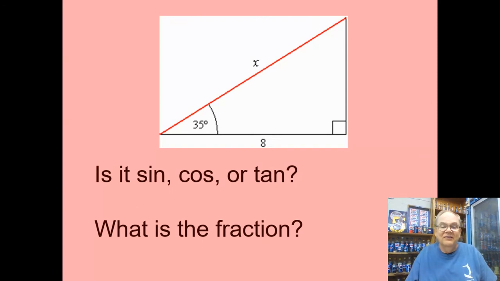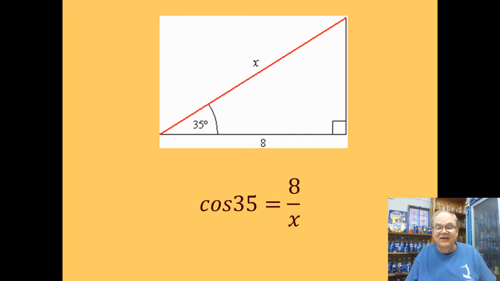So for instance, you might have an example that looks like this one. You'd want to look at that and notice that the x in this problem is the hypotenuse. The 8 is right next to the 35-degree angle, and that means it's got to be the adjacent leg. And so I know this is going to be a cosine problem. When I write the equation, it's going to look like this. I have cosine, and then right after cosine, I put whatever the angle is. So cosine 35 equals 8 over x.